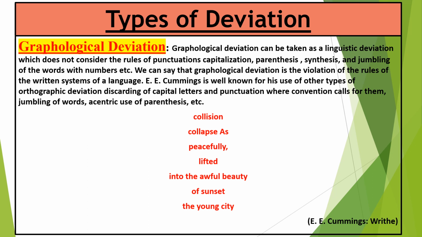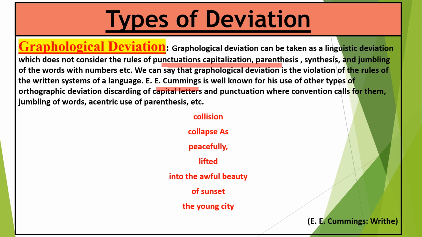Graphological deviation can be taken as language which does not consider the rules of punctuation, capitalization, and parenthesis. When we do not follow the rules of these things, especially capitalization, punctuation, and parenthesis, that is called graphological deviation. And for that we have E. E. Cummings, and his style is too famous in regard to these types of deviation. This is one of his poems, and in it he starts with collision, no comma, collapse, and no capitalization as well.